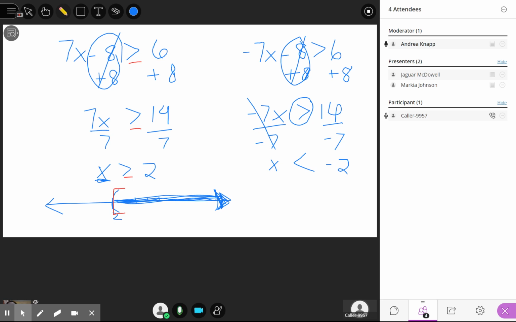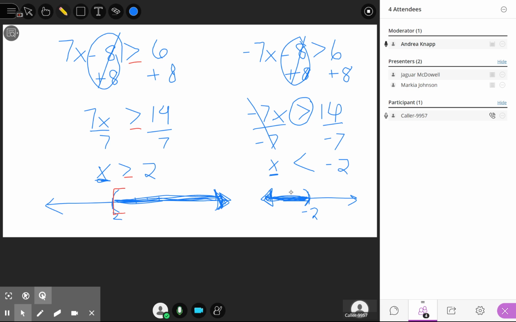And you can see how this works down here. We put on our negative 2, and we shade all of the numbers smaller than. That means x is smaller. All the numbers smaller than negative 2. And that would be the shading on our answer.